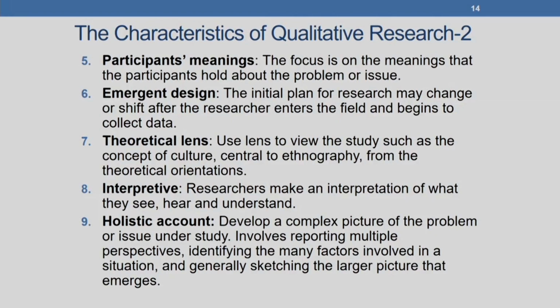Moving on, participants' meaning is also very important. The focus is on the meanings that the participants hold about the problem or the issue. So, again I will go back to the example on complementary feeding practice.